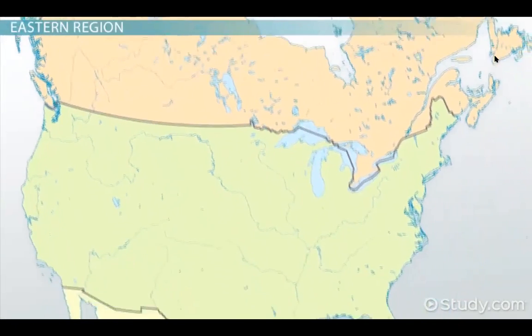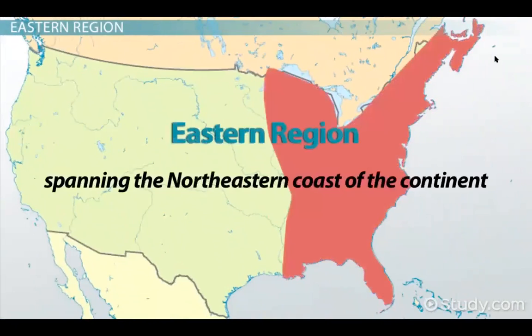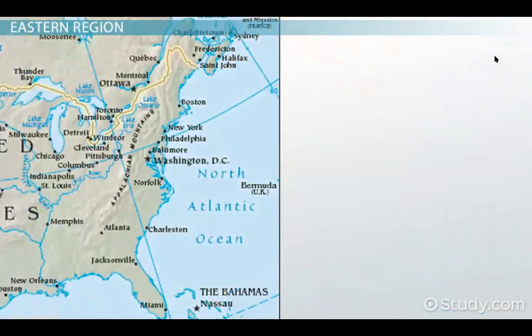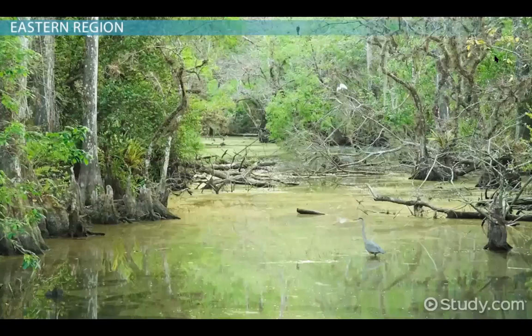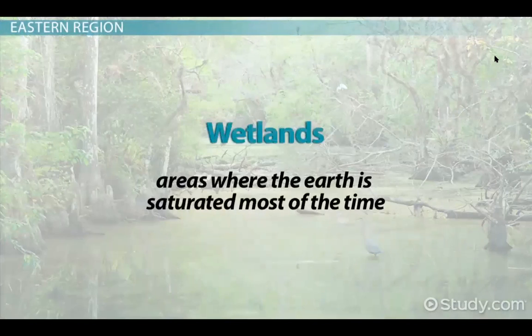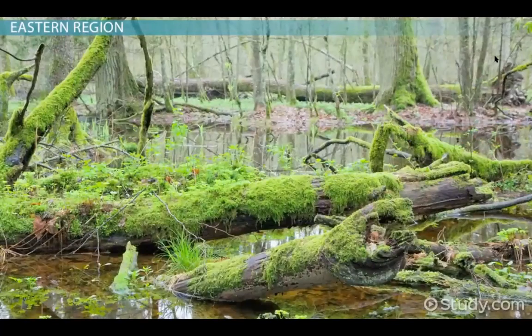With a much milder climate, we have the extremely varied eastern region. Spanning the northeastern coast of the continent, the eastern region is comprised of things like the Appalachian Mountains and the eastern coastal plains of Canada and the US. A large part of the eastern region is made up of wetlands, areas where the earth is saturated most of the time. Great examples of this are the swamps of Florida.